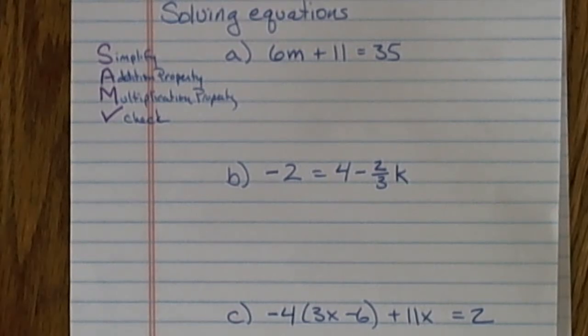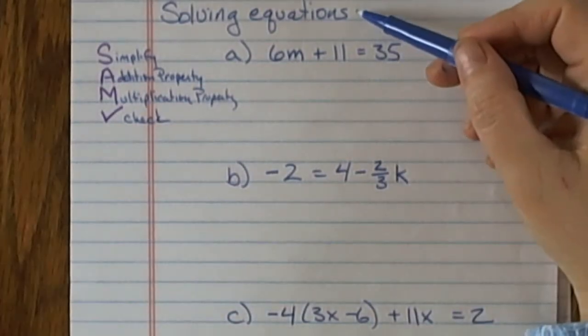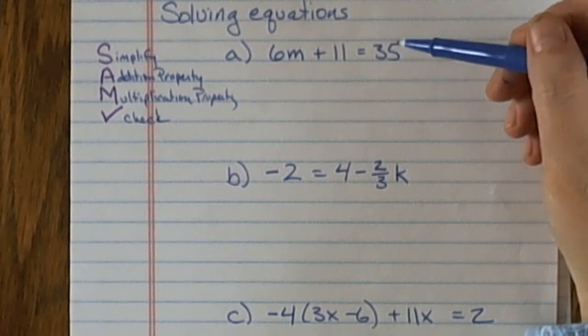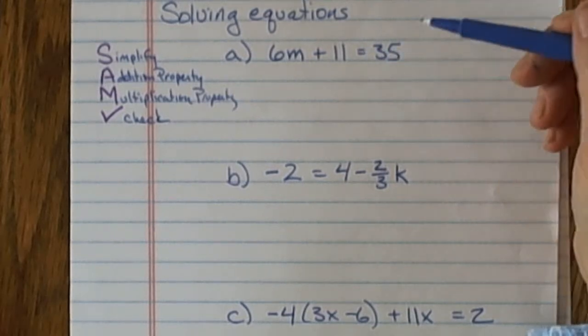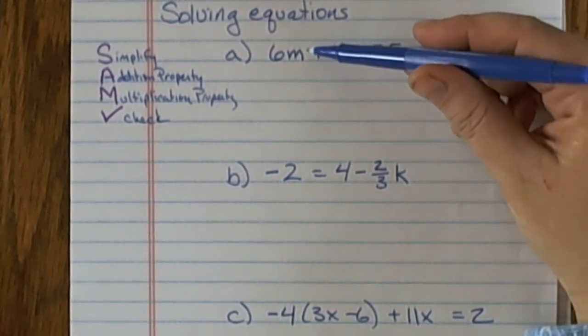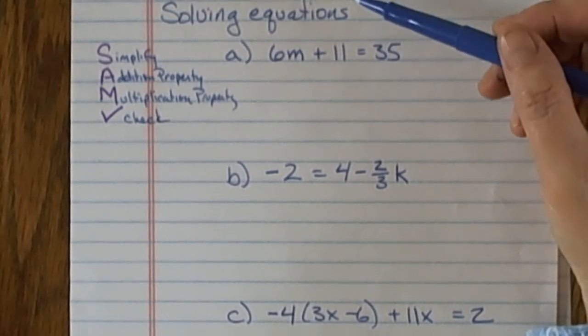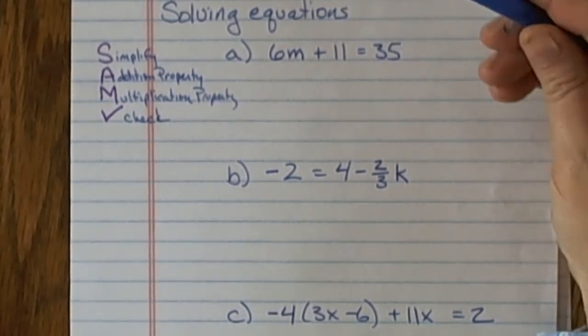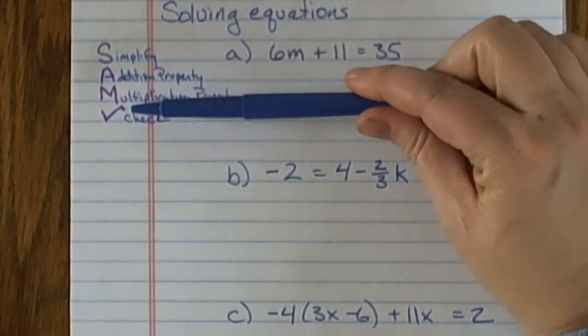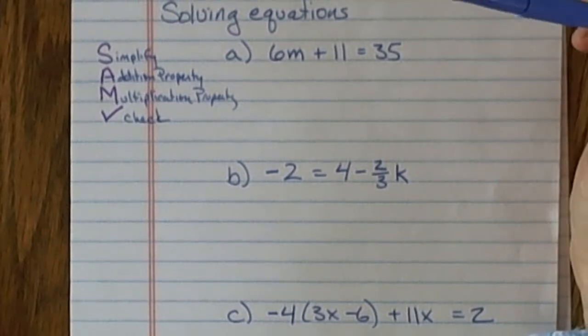In these examples, it's examples for solving equations. We know it's an equation because it has an equal sign, so that means we can solve and find out a value for the variable that would make this equation true. Whenever I'm solving an equation, I remember an acronym, SAM, check, and that is the order in which I'm going to do things.